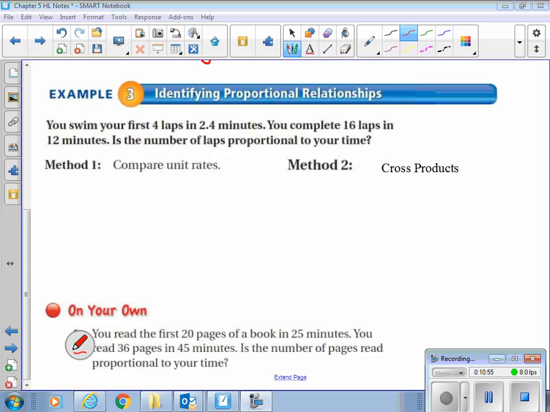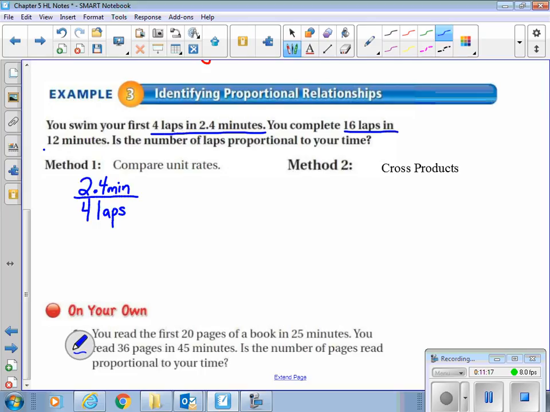So in the first one, I can see that I'm doing 2 4/10 minutes, and I'm getting done 4 laps. So I set it up as minutes over laps. In the second one, 16 laps in 12 minutes. If I did minutes over laps up top, I want to do minutes over laps here as well. That's 12 minutes, and I'm getting done 16 laps.